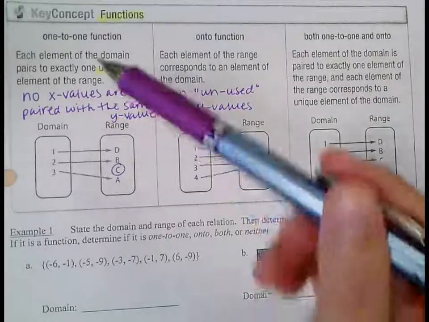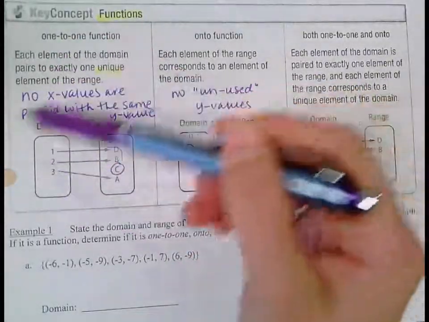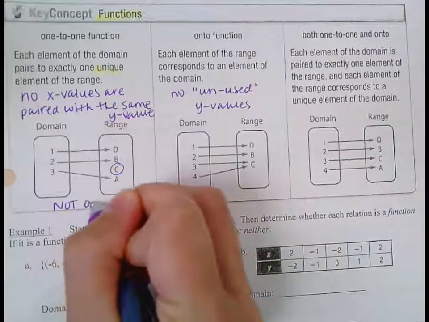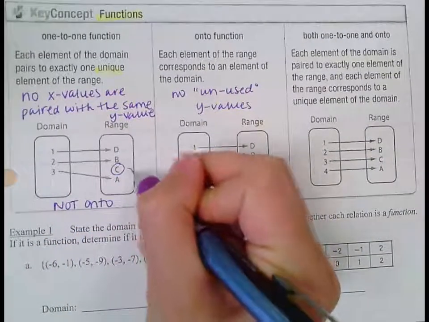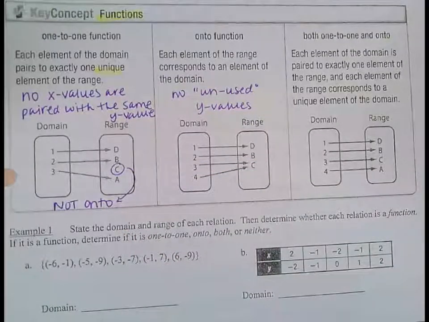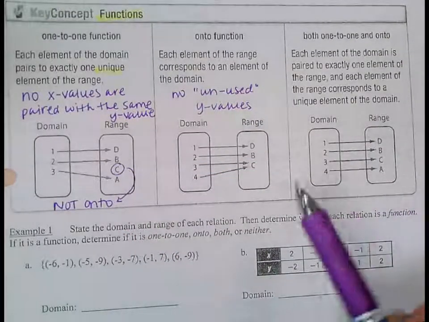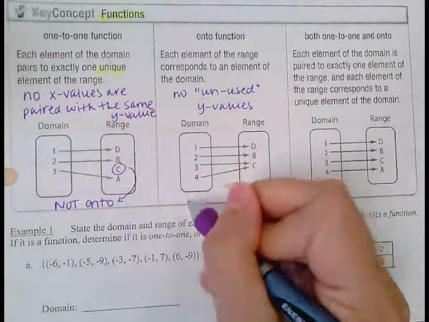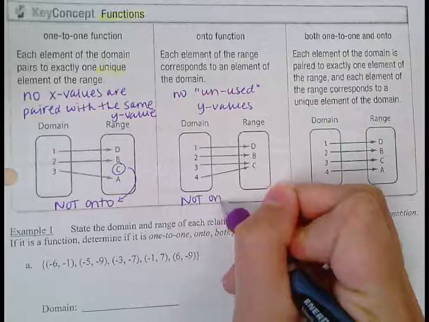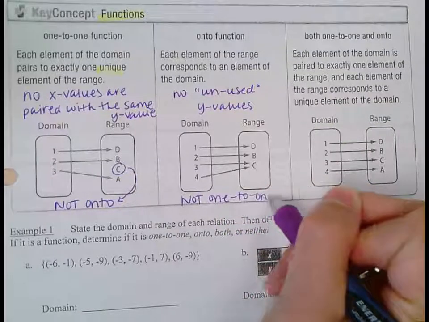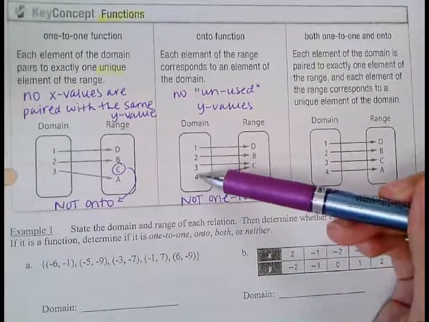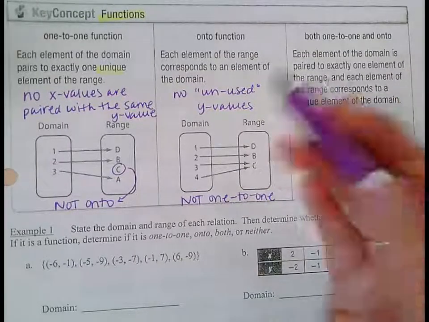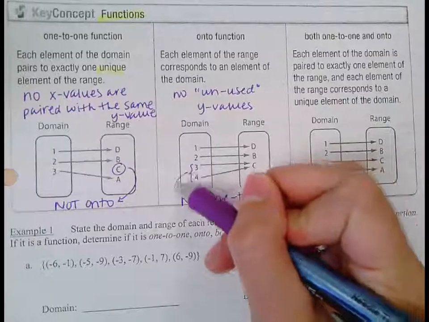So basically, here you have an example of a function that is one-to-one, but if you want to make a note, this one is not onto because of that leftover range value that isn't paired with anything. And then in the second box, this is an onto function, but it's not one-to-one. That's because the elements 3 and 4 are both paired with the same range value C. So that's why it's not one-to-one.